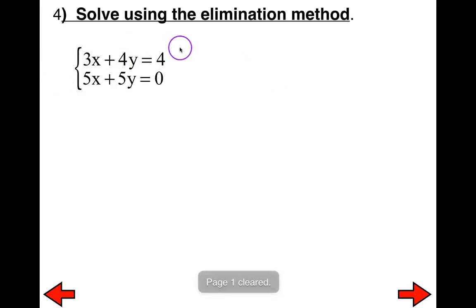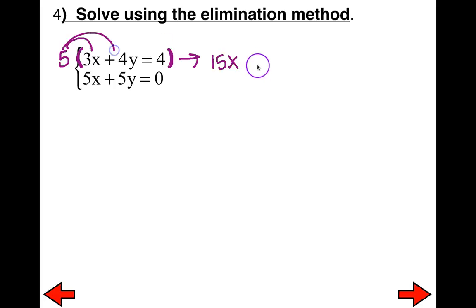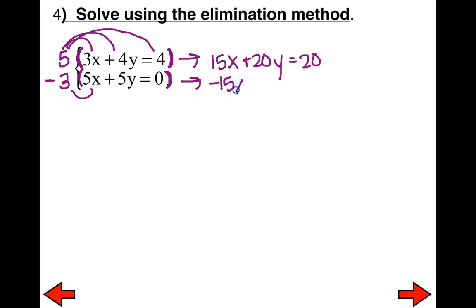So for the x's, I'm going to go ahead and use the lowest common multiple of 15. I'm going to multiply the first one by a 5, which is going to change this to a 15x plus 20y equals 20. Now for the second equation to eliminate the x's, since we already have a positive 15x, I'm going to have to go with a negative since this is already positive. And the lowest common multiple is 15, so 5 is going to be multiplied by 3, leaving me with negative 15x minus 15y equals 0.